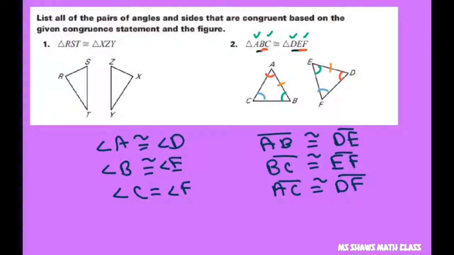And then we have BC is congruent to EF. We can use two marks here if you want. And then AC is congruent to DF.